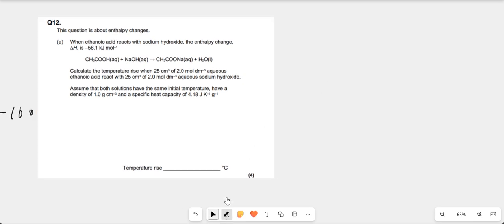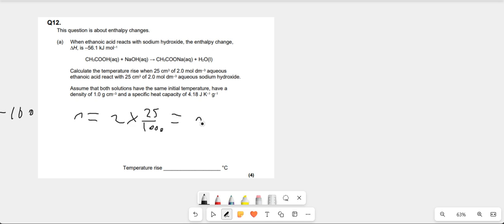Alright. So let's find the moles first. Always in chemistry, find the moles. n is going to be equal to concentration times volume. Concentration is 2, volume of reactant is 25 over 1000 because it needs to be in dm cubed. And that's going to give me 0.05 moles. Easy.